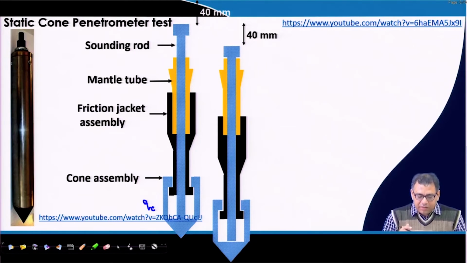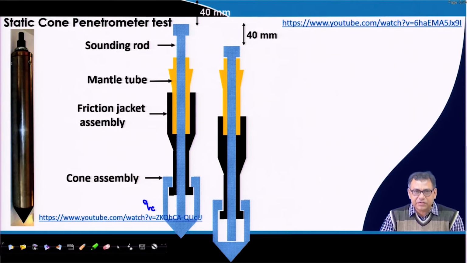In the next stage, the sounding rod, the cone assembly and the friction jacket all are pushed into the soil by 40 millimeter. Initially the sounding rod and the cone assembly is pushed by 40 millimeter, and now the sounding rod, cone assembly and the friction jacket are pushed into the soil by 40 millimeter. So, in the second stage, the resistance that I will get is the total resistance, that means the cone resistance plus friction resistance.